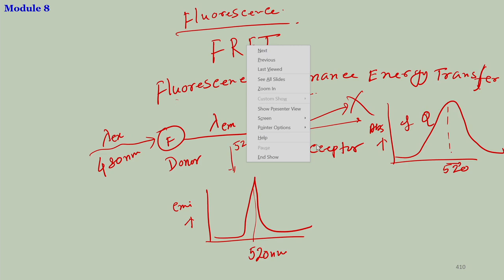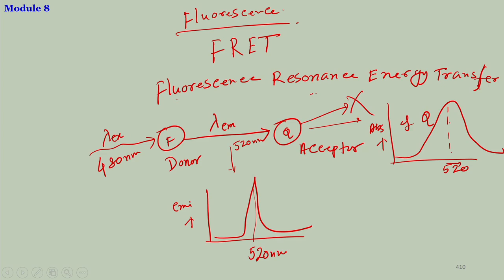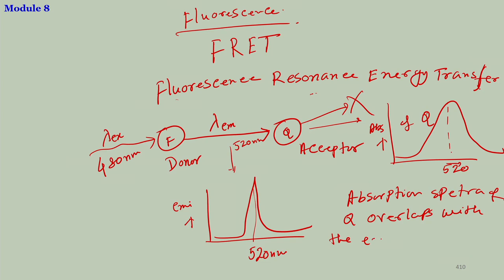Why is it called the resonance energy? Because the absorption spectra of Q overlaps with the emission spectra of F. So, the emission spectra of F will overlap with the absorption spectra of Q. Therefore, all the emission energy would be in resonance with the absorption spectra of Q, and it will be transferred to Q, and Q does not emit anything. So, ultimately you see a dark thing.